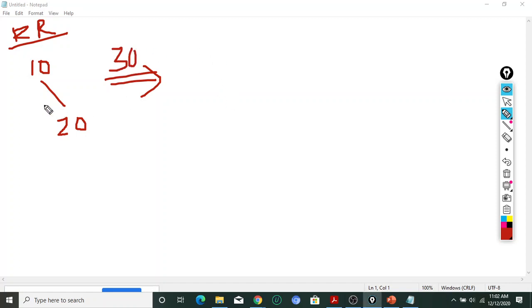After insertion, what will happen? What is the balance factor? Can anybody say, in the initial condition, what is the balance factor? This is 0 and this is -1. Is it correct? -1, not 1. Okay, try to understand. If I insert 30, 10 will be there, and then 20, then 30, right?